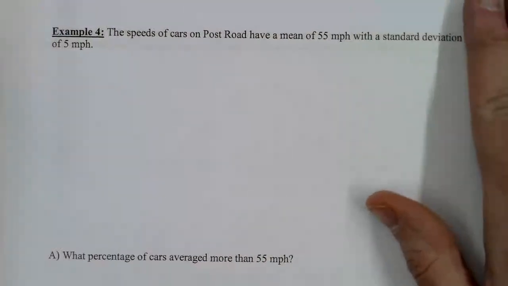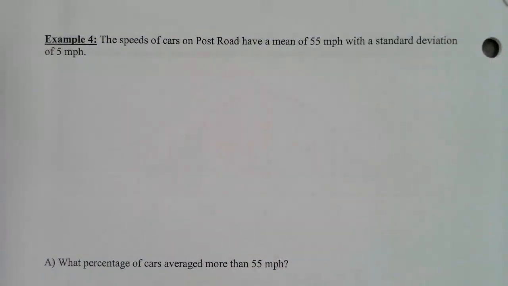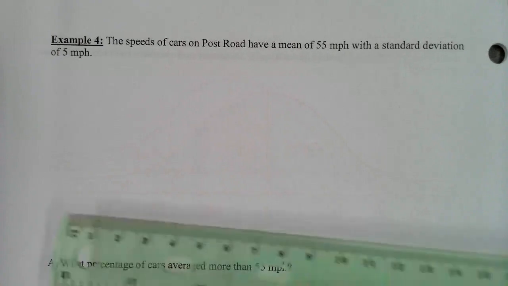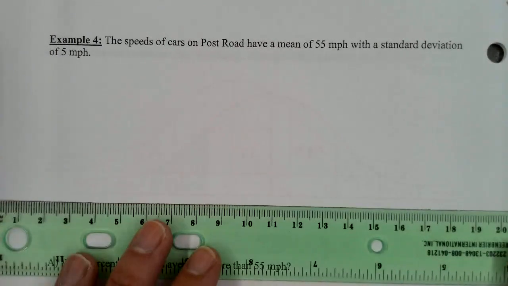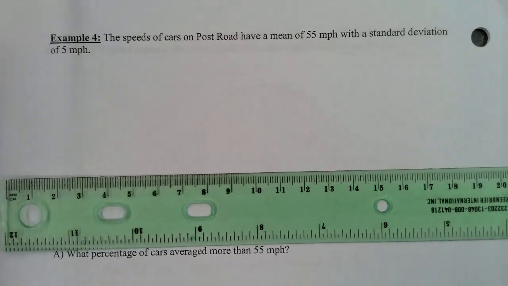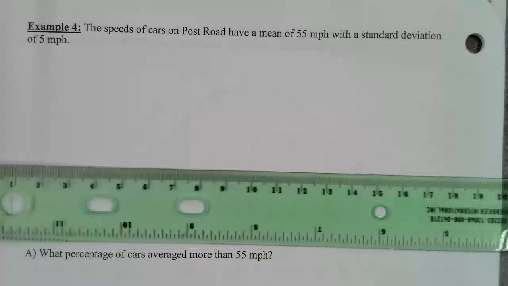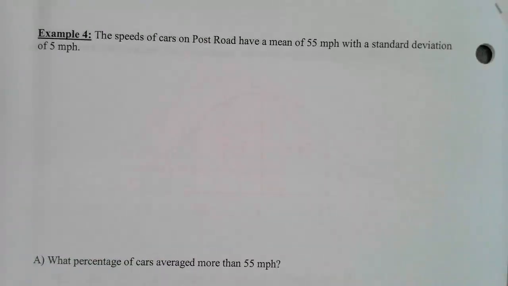Okay, last example. The speeds of cars on Post Road have a mean of 55 miles per hour with a standard deviation of 5 miles per hour. Okay, so I left the space over here so you can draw the curve. So let's draw the curve over here.